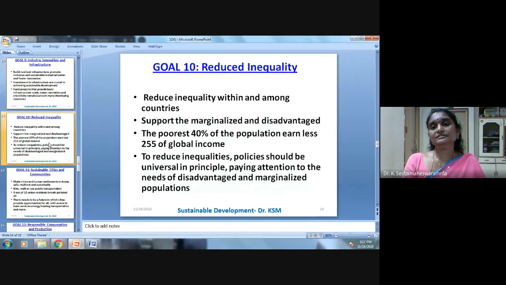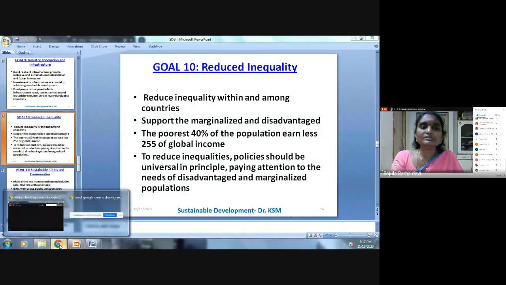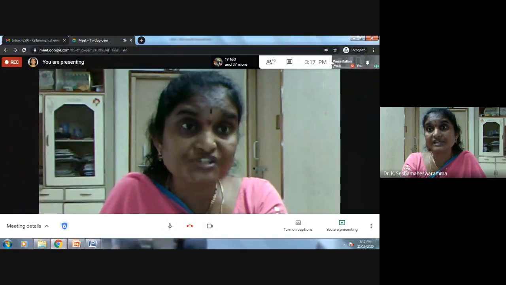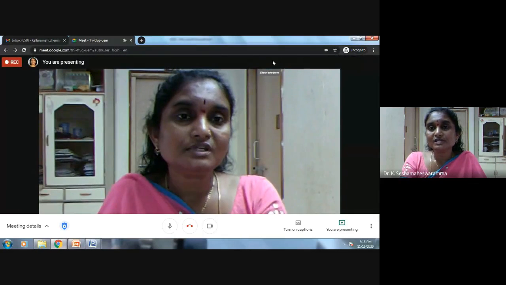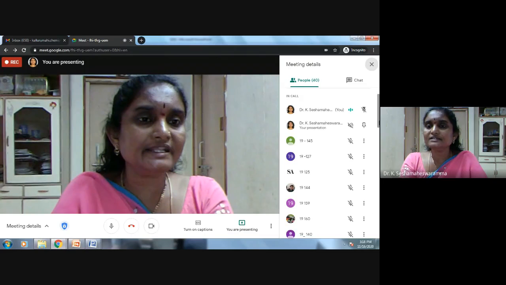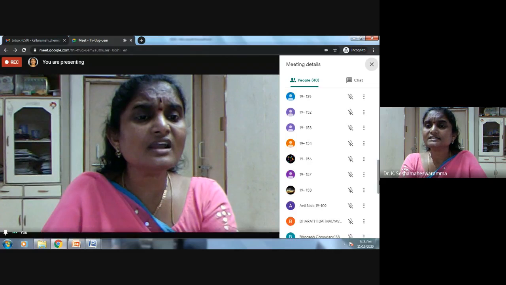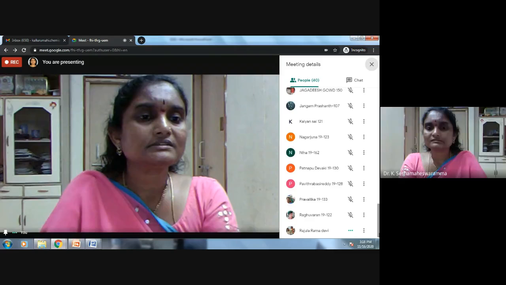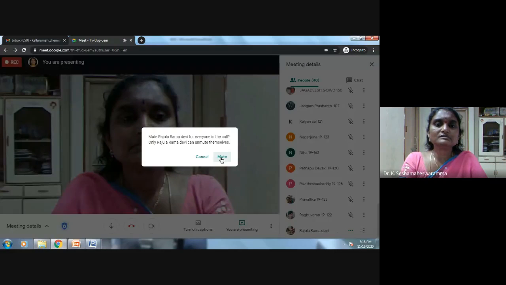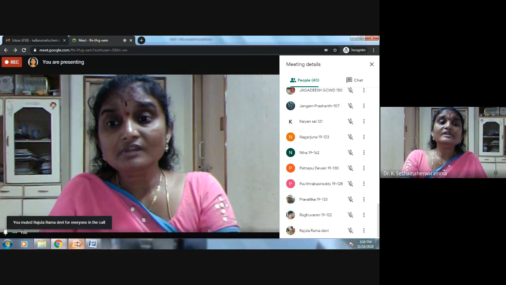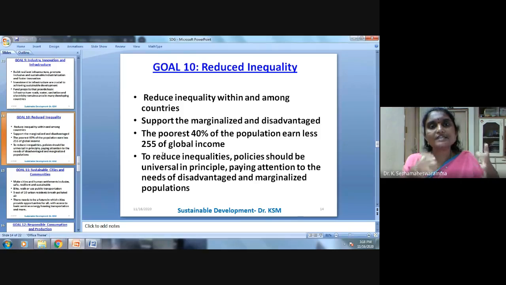Reduced inequality. Inequality within and among countries, among nations. Within a nation there is a lot of inequality. At the same time, among nations also there is a lot of inequality. The rich become richer, the poor become poorer. We have to bridge the gap between rich and poor. That is a mandatory thing for us, or otherwise there will be a lot of inequalities between countries and among countries.